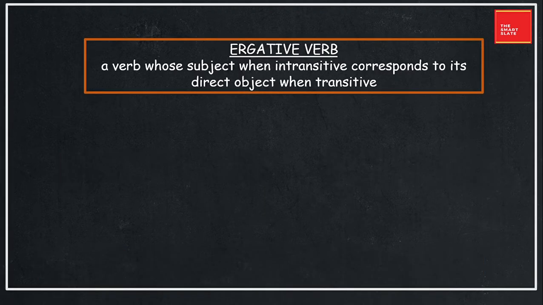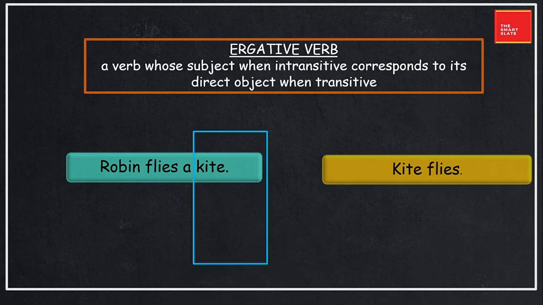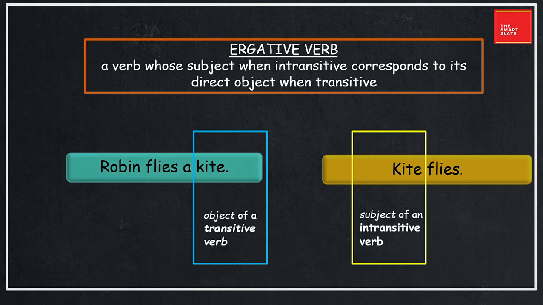A verb whose subject when intransitive corresponds to its direct object when transitive. Now we already know that transitive verbs have objects, whereas intransitive verbs just have a subject. There is no object. So Robin flies a kite and kite flies. Kite, the object of a transitive verb, is now the subject of an intransitive verb. So when you can shuffle the sentence in such a way that the object turns into a subject, and the verb is still the same and the meaning is still the same, then it is an ergative verb.